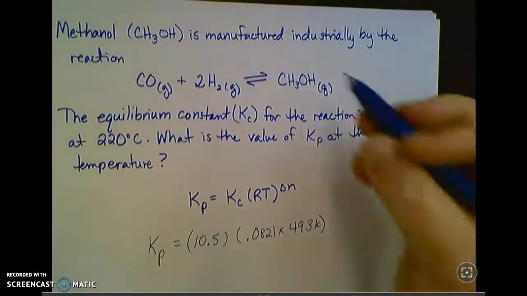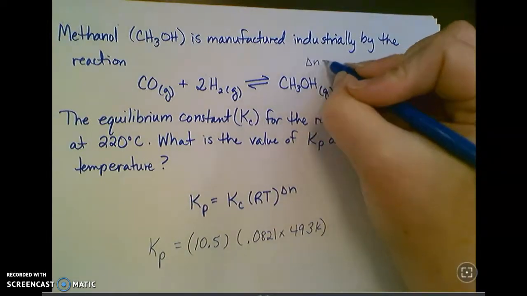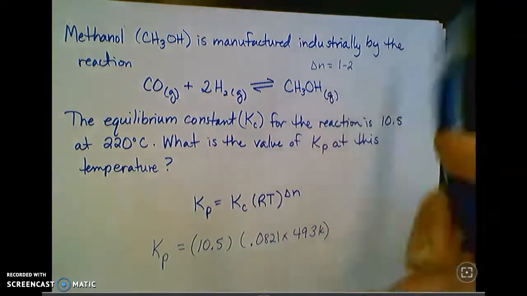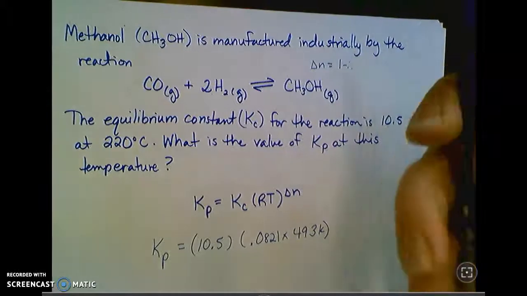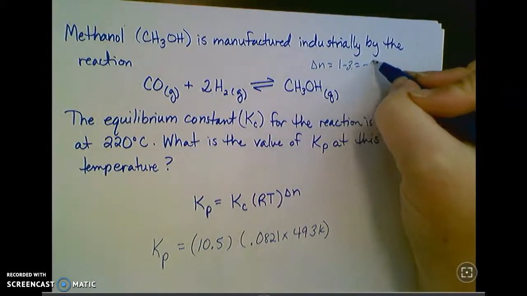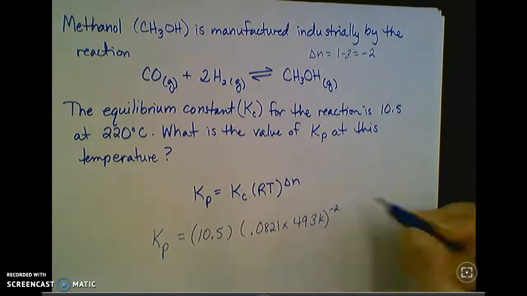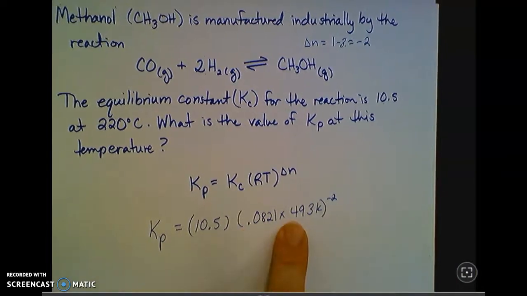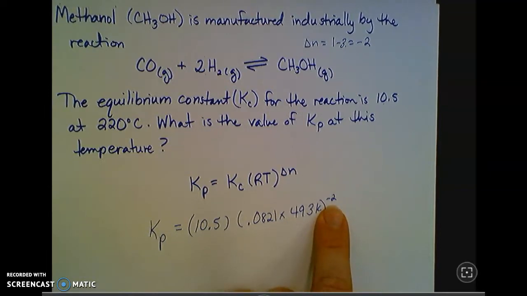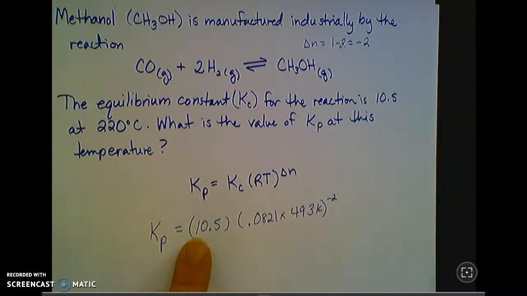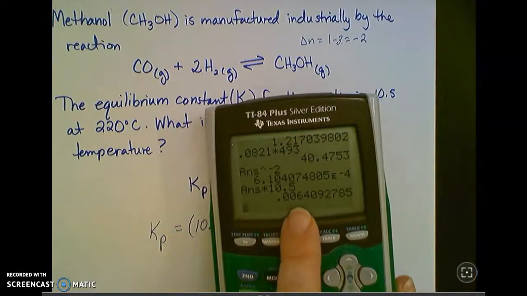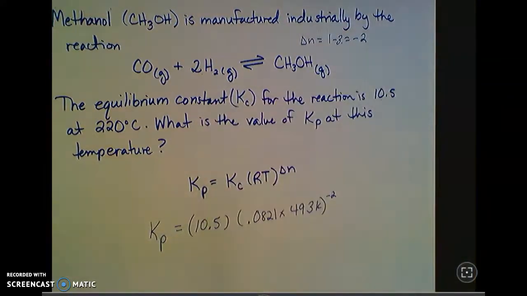And then I have to get my delta N. So there's 1 mole of gas in the products. There are 3 moles of gases in the reactants. My answer is -2 for my delta N there. So 0.0821 times 493, raise that to the -2 power, and then times 10.5. So your Kp is 6.41 times 10 to the -3.